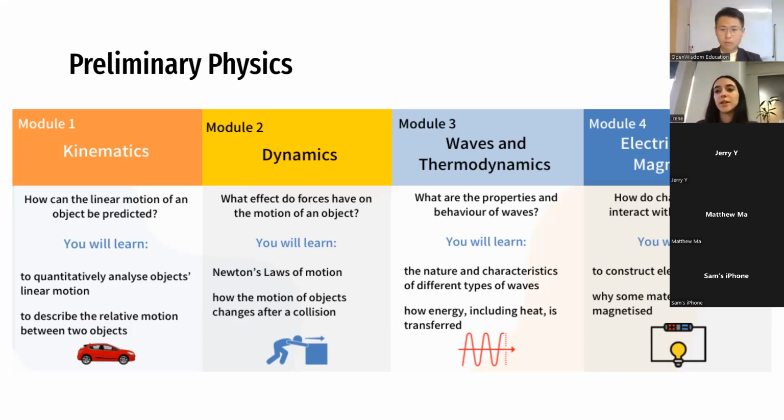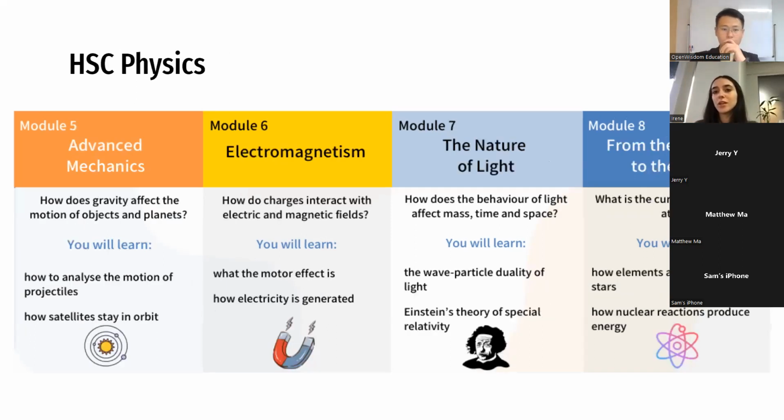Module 3 is waves and thermodynamics. So in this module, you look at how energy propagates or is transferred. And in module 4, you look at the basics of electricity and magnetism. So then in HSC physics, or year 12 physics, the first module that you do is advanced mechanics. So advanced mechanics builds on kinematics and dynamics from year 11 physics. And you basically introduce gravity into the equation. So you will see how gravity affects the motion of objects on Earth, as well as planetary bodies.